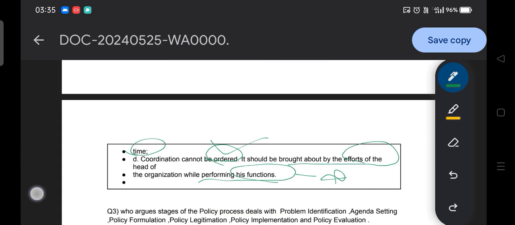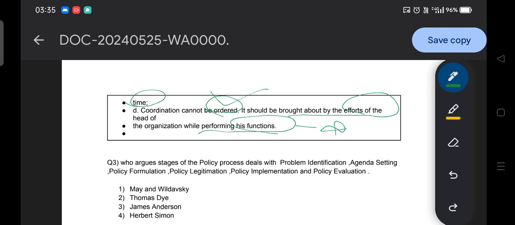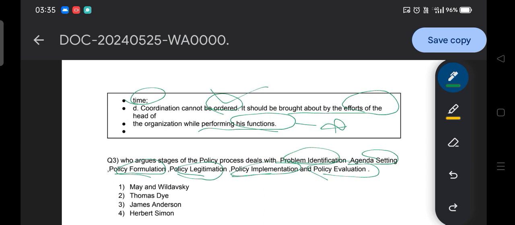Then moving to the next question, question number 3: who argues the stages of the policy process, which deals with problem identification, agenda setting, policy formulation, policy legitimation, policy implementation and policy evaluation? Your time starts now. You can read from your side and try to provide the answer. All these questions are framed in such a way that going forward you will not face any difficulty in your examination, because they are based on the previous examination trend.